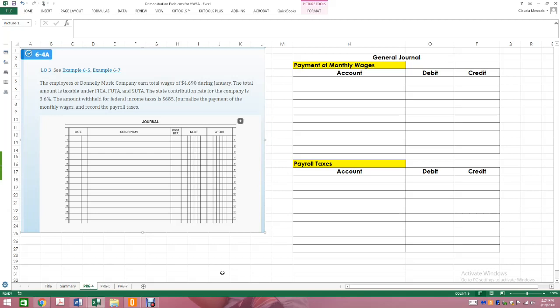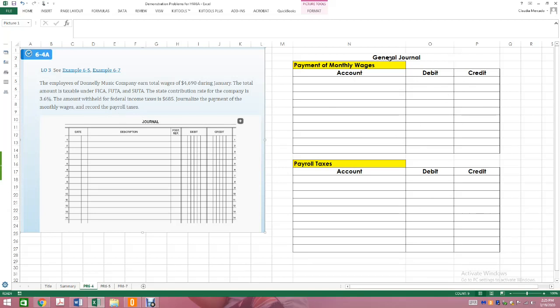Okay, so this one reads: the employees of Donnelly Music Company earned total wages of $4,690 during January. The total amount is taxable under FICA, FUTA, and SUTA. The state contribution rate for the company is 3.6%. The amount withheld for federal income tax is $685. We are being asked two things. The first is to journalize the payment of the monthly wages, and we'll do that up here. We're also being asked to record the payroll taxes.